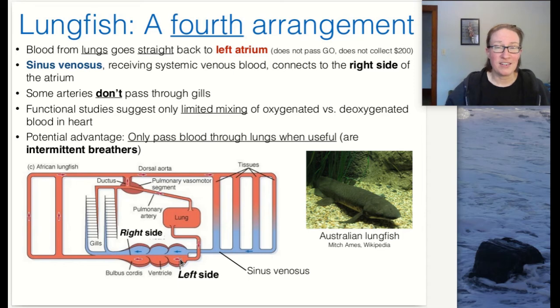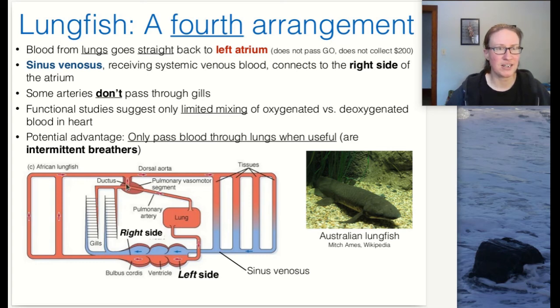So these provide a huge potential advantage to the lungfish in that there's also a couple of control points in this whole system that allow the lungfish to only pass blood through their lungs when it's useful for them to do so. So these guys are intermittent breathers. And if we take a close look at the circulatory diagram, you'll notice this deoxygenated blood coming from the sinus venosus passing through the heart and to the gills.